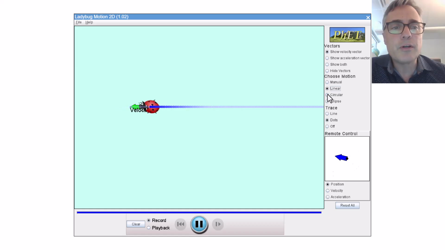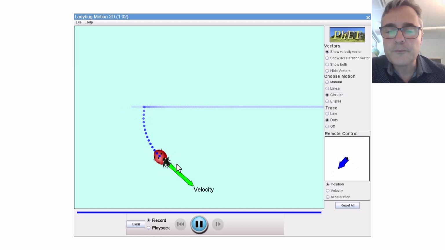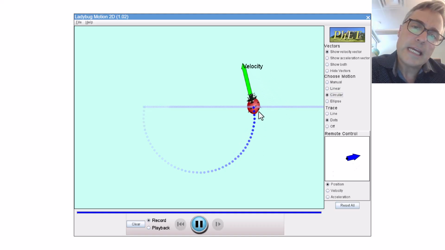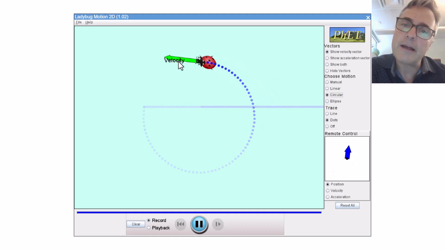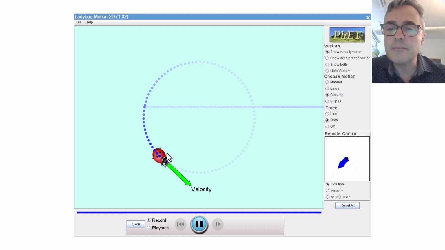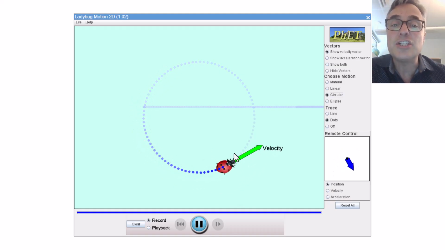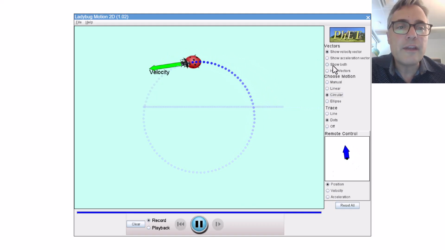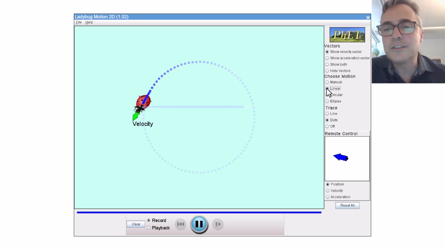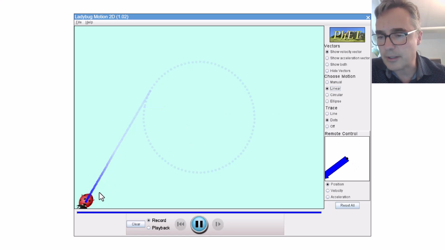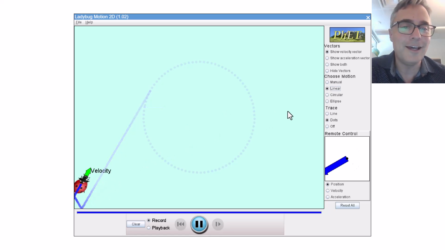You can also put him into circular motion, and you can see the velocity is always on a tangent to that circular path. So at any moment, this is the direction that the bug is going, but since he's turning, he's constantly changing his velocity. Then you can put him back to linear. Boom! As soon as you take off the circular motion, he just continues in a straight line at constant velocity until he hits something. He bounces off the wall.